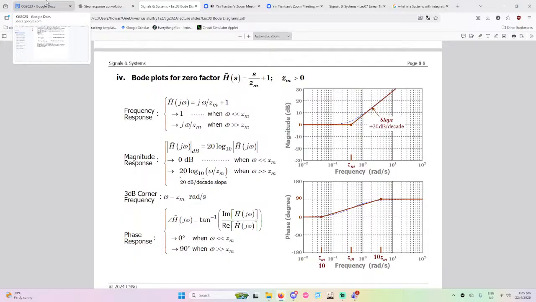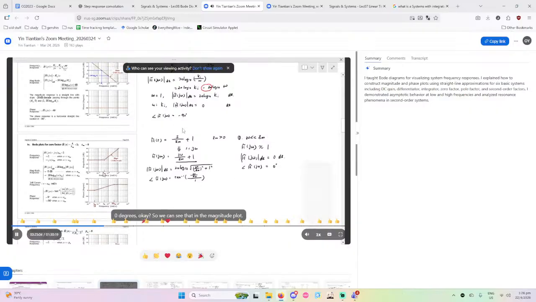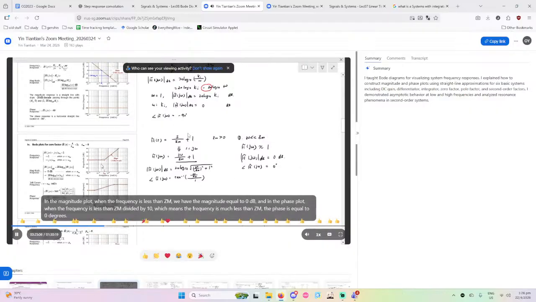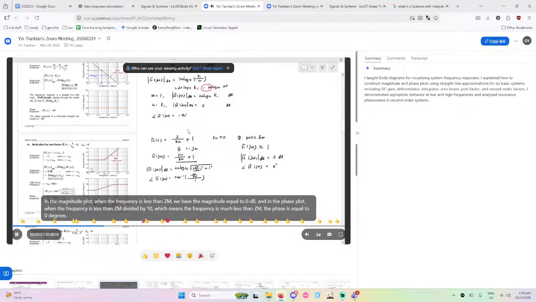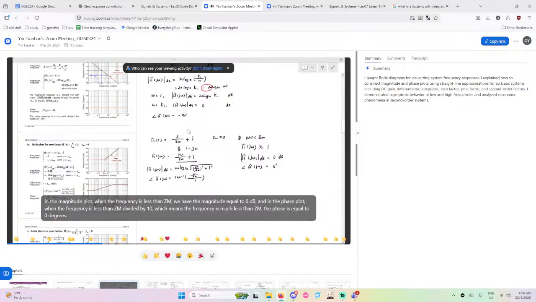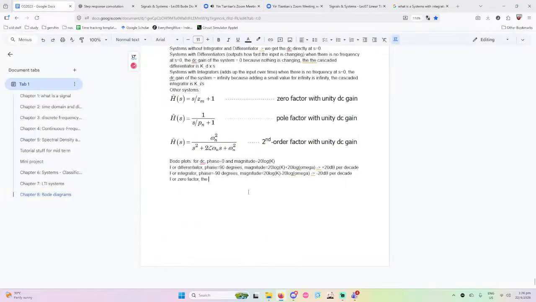So when omega is much less than Zm, the magnitude of the first term is much less than 1, so it can be neglected. Therefore, the frequency response is approximately equal to 1. So what is the magnitude in dB? 0 dB, right? And what is the phase of 1? 0 degrees. Okay, so we can see that in the magnitude plot, when the frequency is less than Zm, we have the magnitude equal to 0 dB. And in the phase plot, when the frequency is less than Zm divided by 10, which means the frequency is much less than Zm, the phase is equal to 0 degrees.